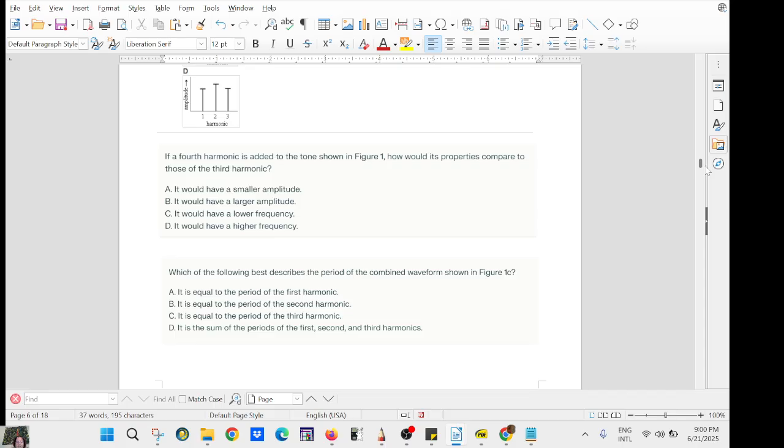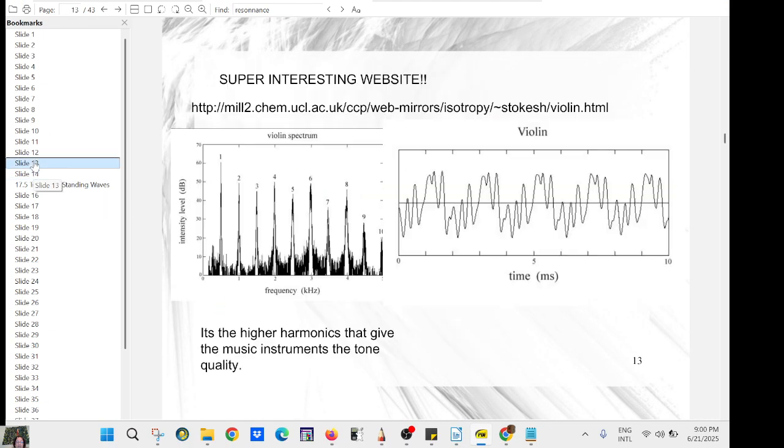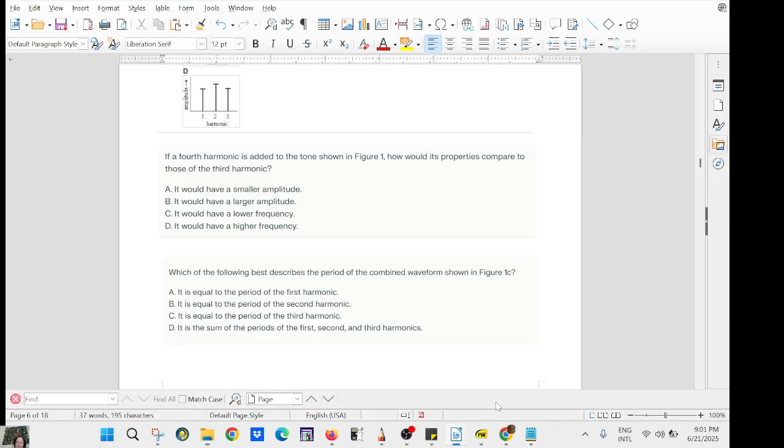So the pitch, or the frequency, will be the same as the first harmonic, or the period will be the same as the first harmonic period. Okay, so even though you keep adding harmonics, you keep the period the same as your first one, the period of the first harmonic. That's how it works.